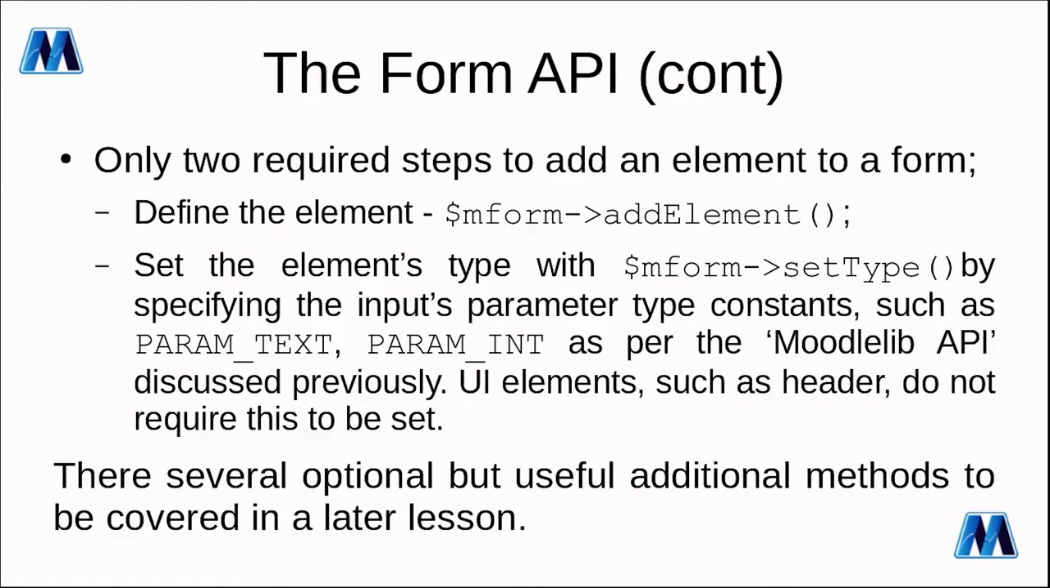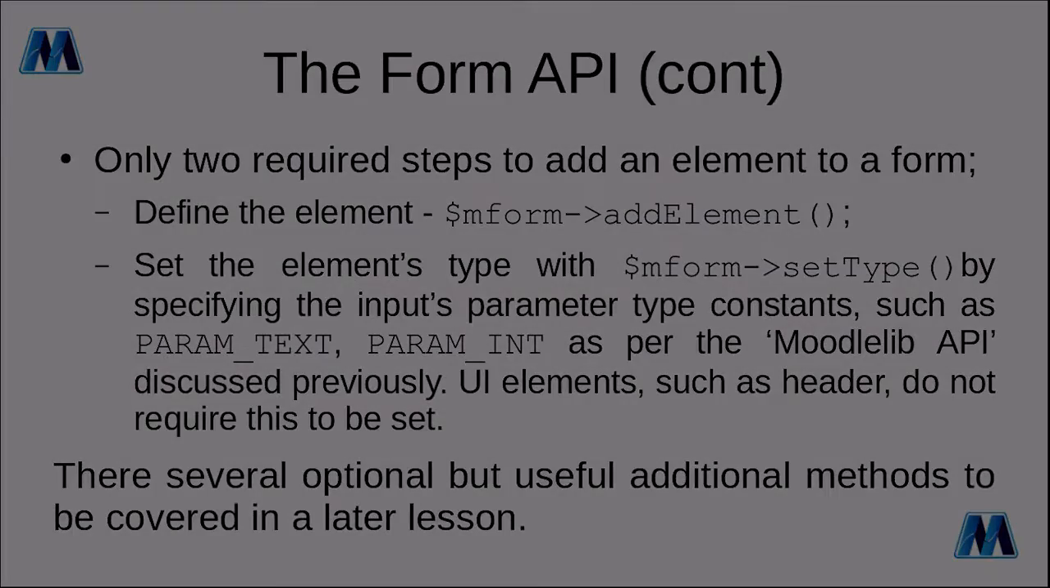So there are only really 2 required steps to add an element to the form. You define the element with your add element, and then we have to set the element's type. So you specify the input parameters that you expect the field to comply with. So for example, param text or a param int, as we discussed in the Moodle API presentation. And UI elements such as headers don't really require that to be set. There are several other additional methods that are useful when defining forms, but we'll cover them in a later lesson.